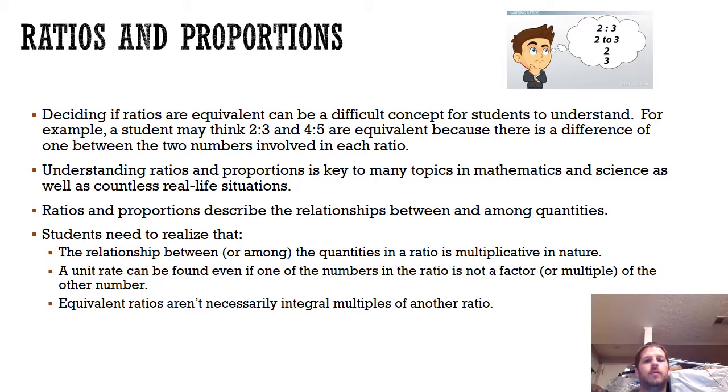Understanding ratios and proportion is key to many topics in mathematics and science, as well as countless real-life situations. Ratios and proportions describe the relationships between and among quantities. Students need to realize that the relationship between or among the quantities in a ratio is multiplicative in nature. A unit rate can be found even if one of the numbers in the ratio is not a factor or multiple of the other number. Equivalent ratios aren't necessarily integral multiples of another ratio.